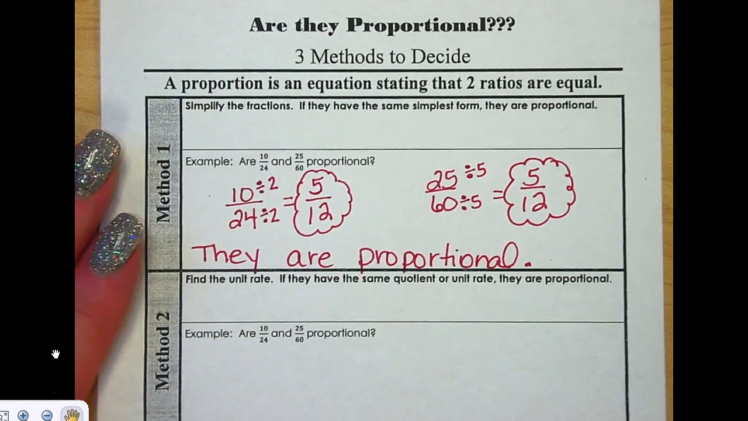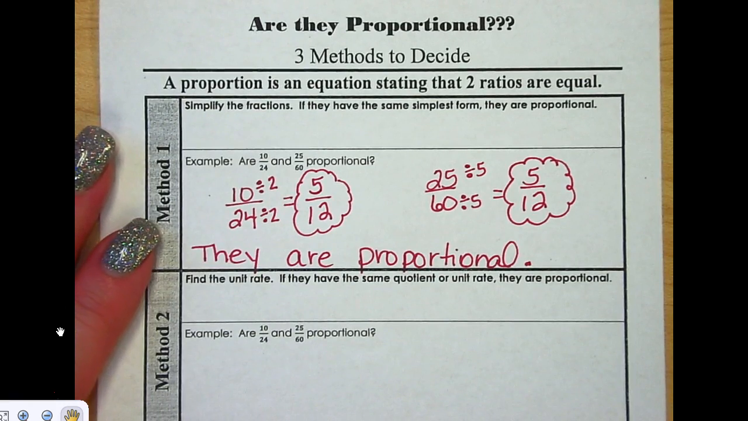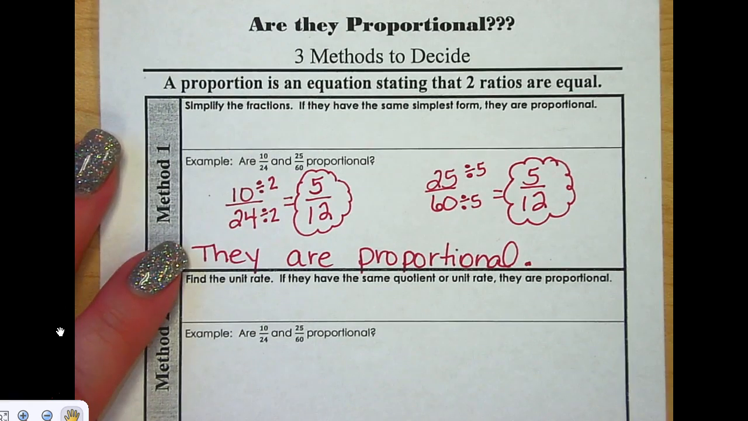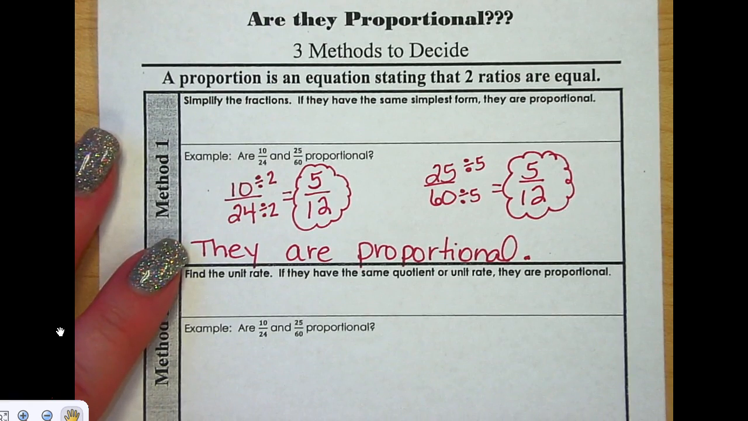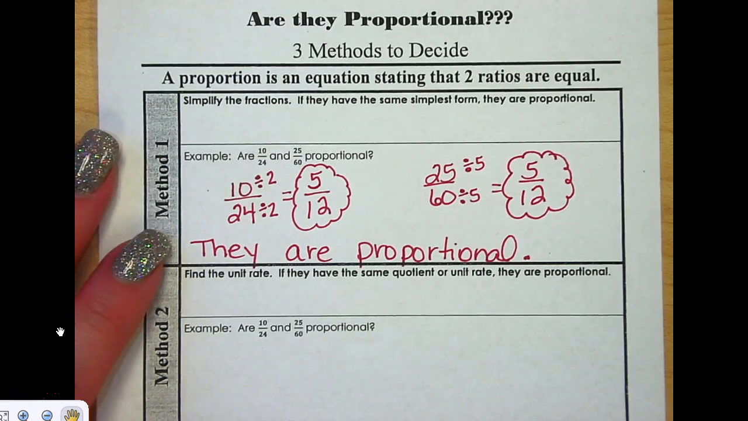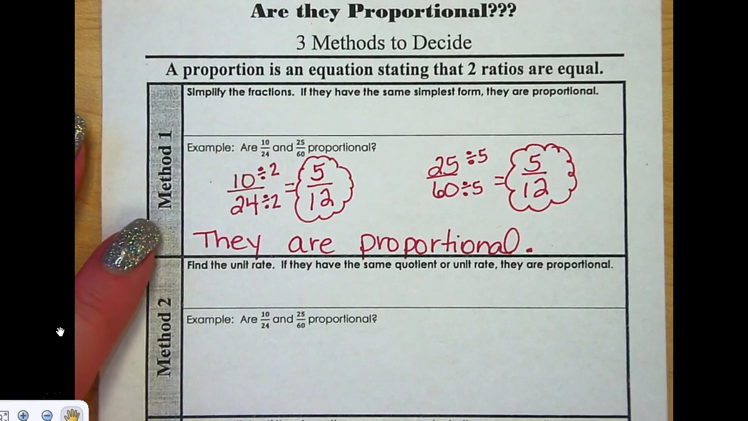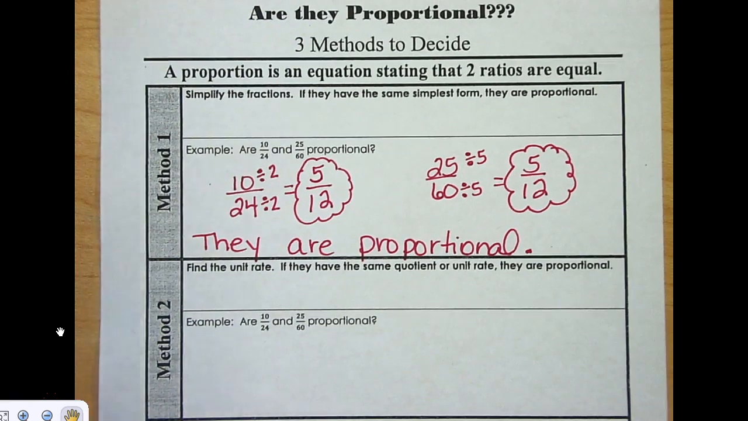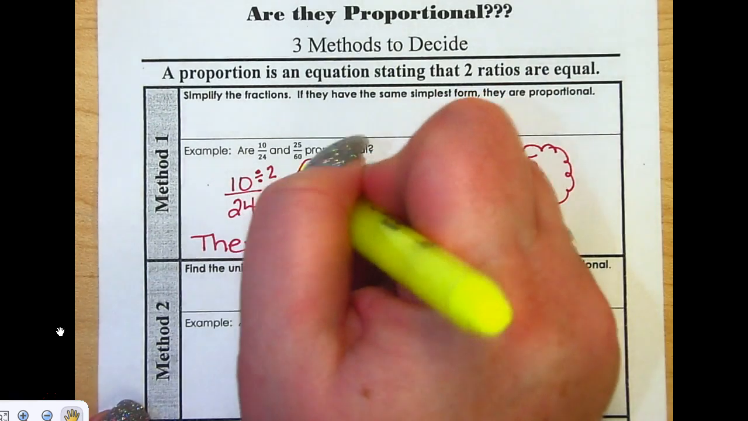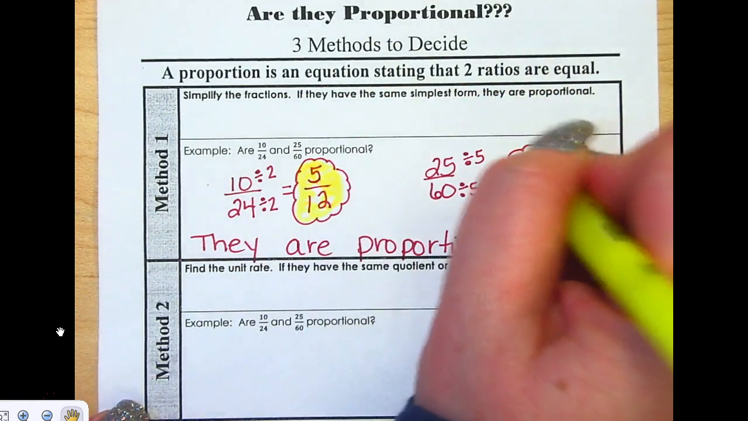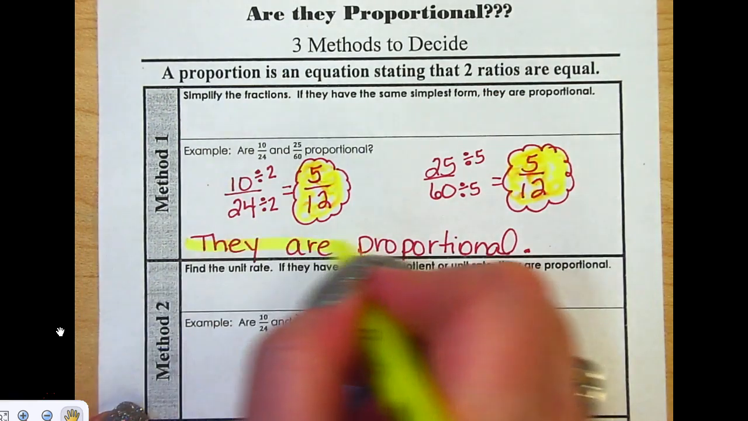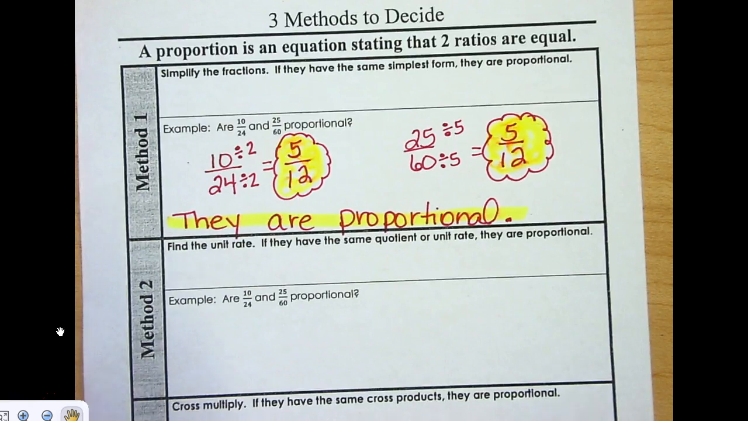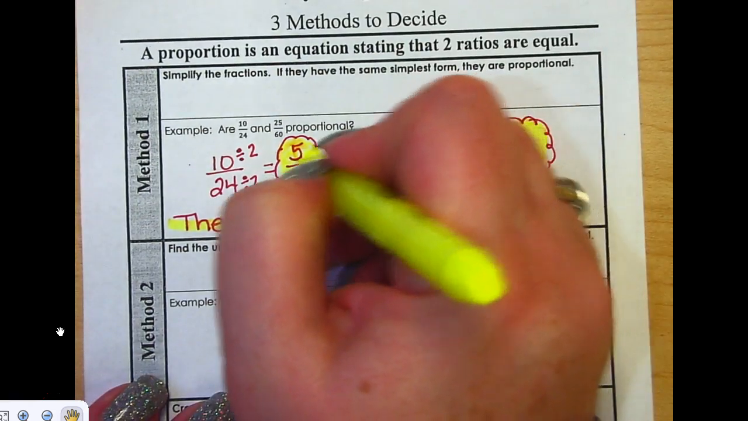Now, do you think that's going to be the easiest method? You do? Do you guys like simplifying fraction after fraction after fraction? Not usually. I mean, you can simplify it on a calculator. That makes it better. But that is not normally a method that people prefer. So I'm going to just go ahead and highlight my two answers, so that if I look back, I can see it. And they are proportional because they have the same simplest form.